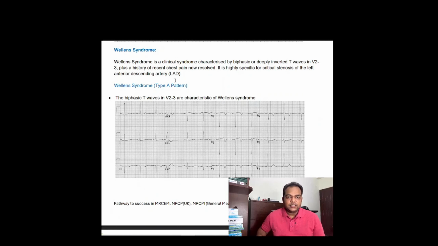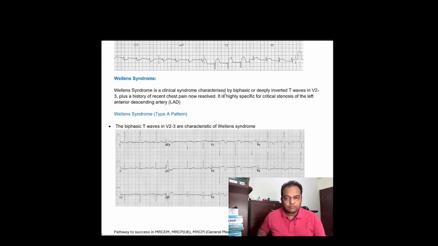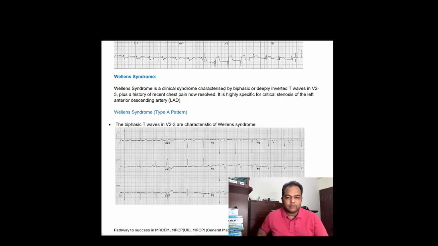And what is the significance of this type of ECG? These biphasic T waves or deep symmetrical T waves are highly specific for critical stenosis of the LAD, that means left anterior descending artery. So it represents critical stenosis of the LAD.